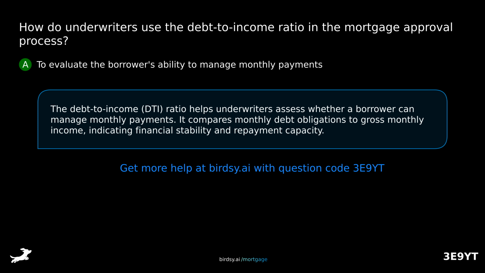The debt-to-income ratio helps underwriters assess whether a borrower can manage monthly payments. It compares monthly debt obligations to gross monthly income, indicating financial stability and repayment capacity.